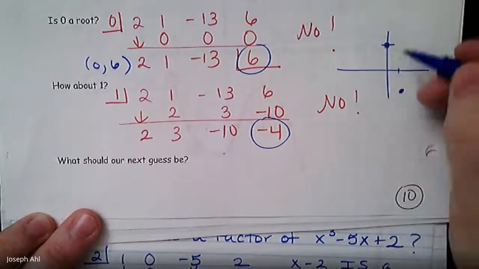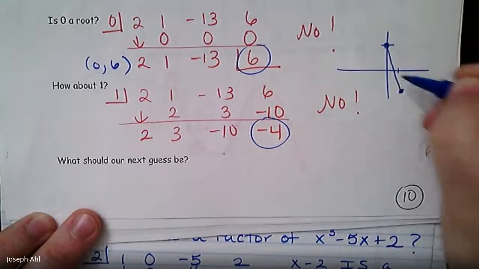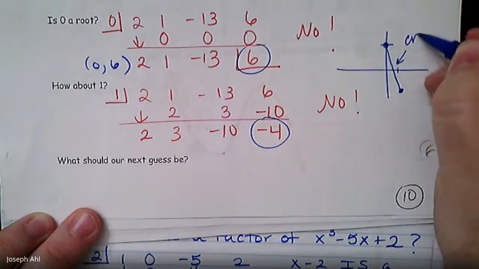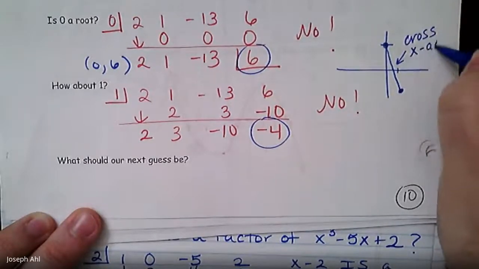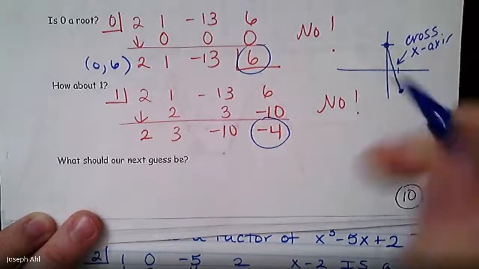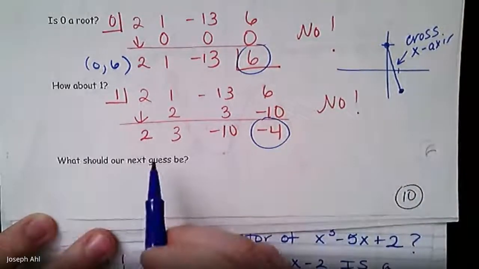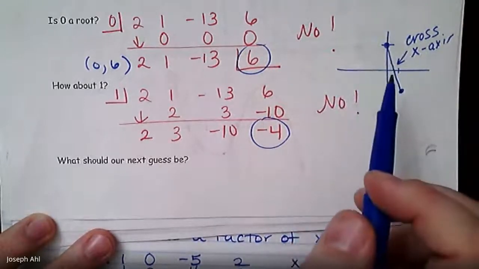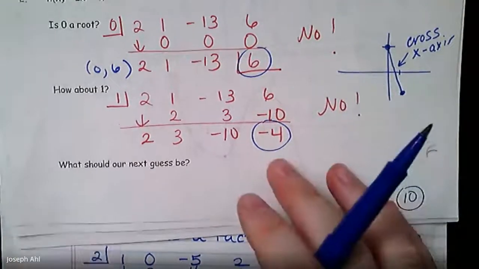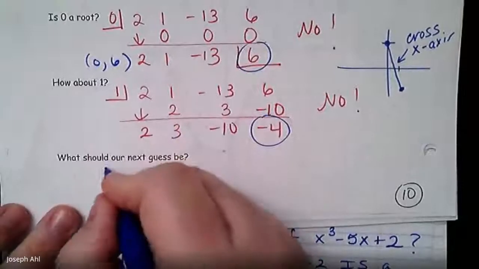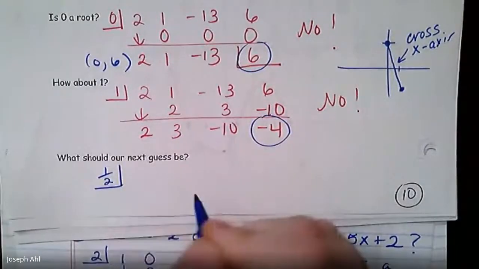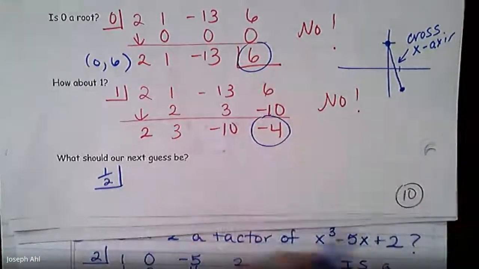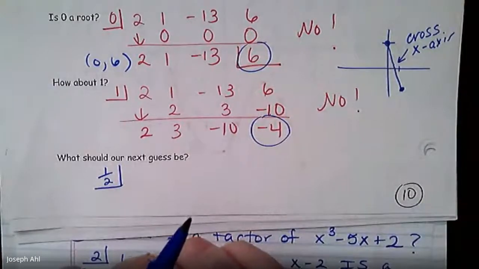So in order to get from (0, 6) to (1, -4), guess what I have to do? I have to cross the x-axis somewhere in between those values of x equals 0 and x equals 1. So what should our next guess be? Well, there's a lot of values between 0 and 1. To make our lives easy, why don't we choose the halfway point? Let's choose x equals a half. Hopefully that works. If not, we might be able to narrow down our guess even a little bit more.